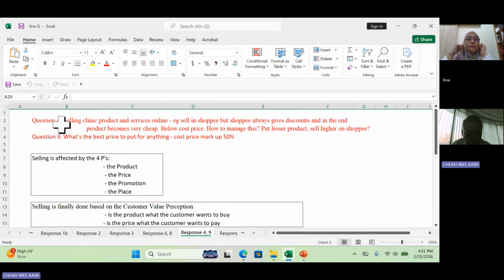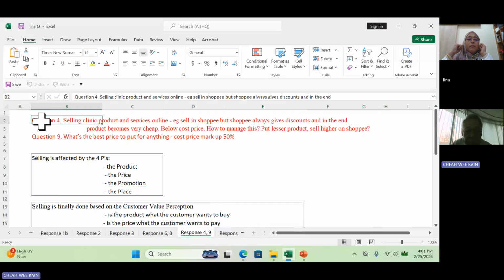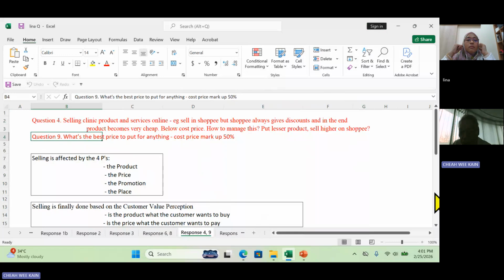So you are asking whether selling cleaning product services online, for example selling in Shopee, but Shopee always gives discounts, and in the end the products become very cheap, below cost price. How do you manage that? And also related to that is question 9: what is the best price to book for anything? Is it cost price plus 50% or whatever percentage or not?